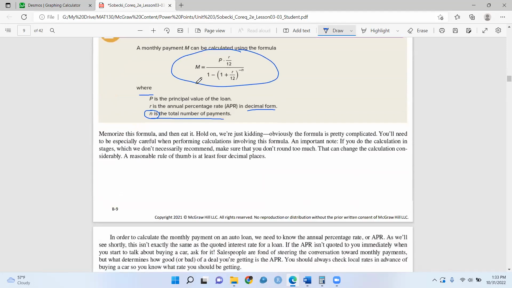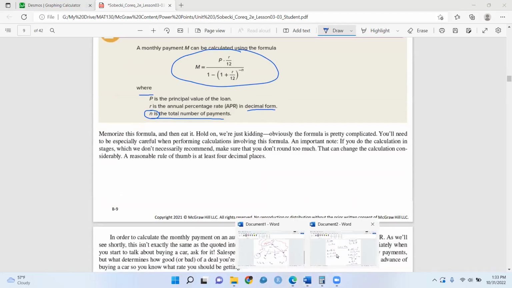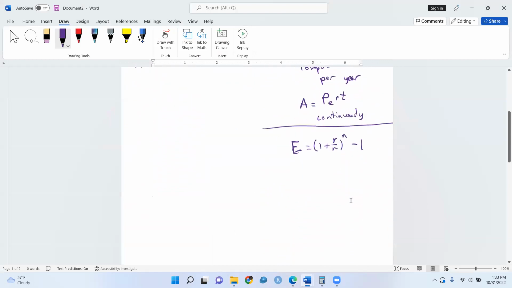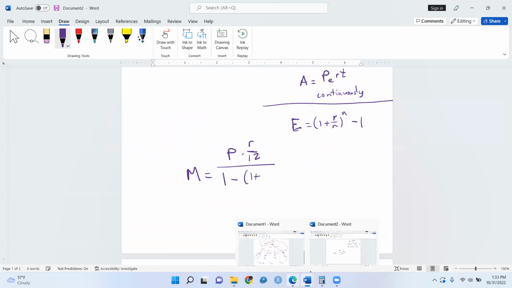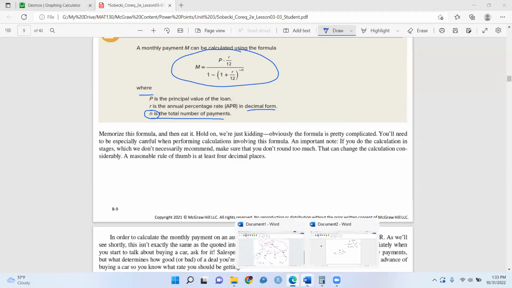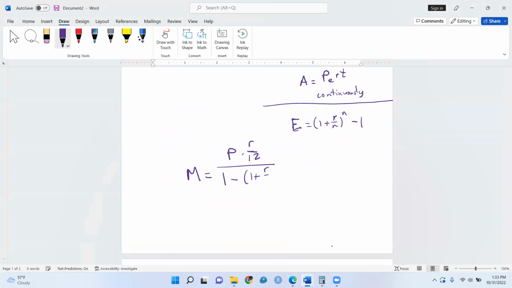Okay, so I'm going to go ahead and add that to our formula sheet right now. And I'm just going to put it right here. M equals P times R divided by 12 because it's 12 months. So we're breaking this R down into the 12 different monthly payments. And then it's 1 minus 1 plus, let me make sure I'm getting this right. Yep. 1 plus R divided by 12 raised to the negative N power. Now, I'm not really going to explain why this works so well, what's going on in the denominator, negative exponents, all that mess.